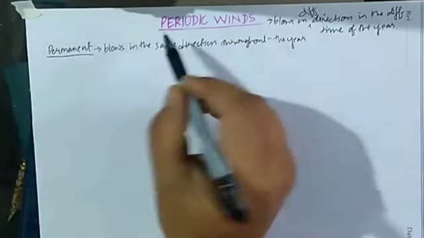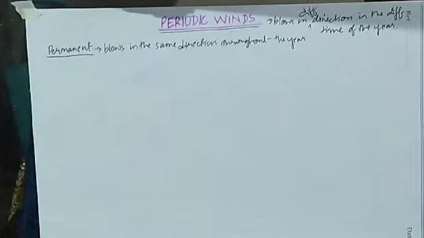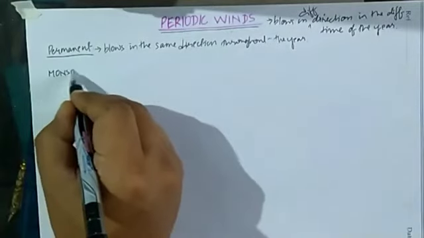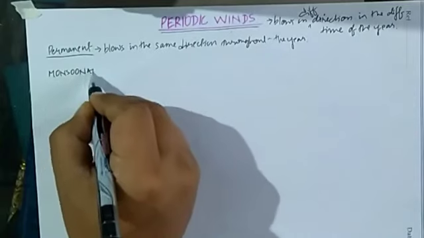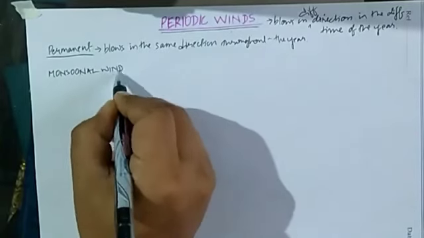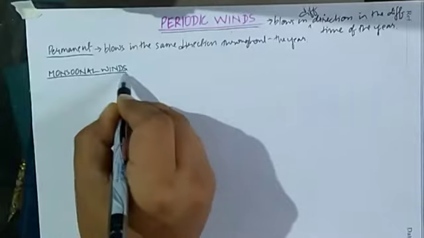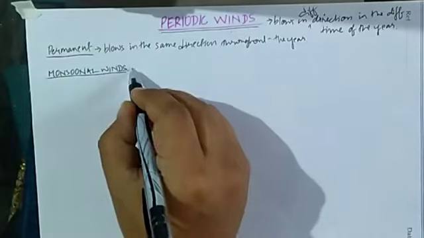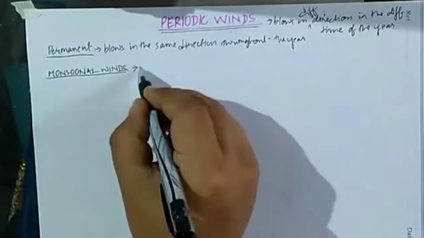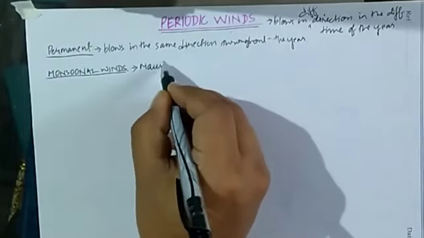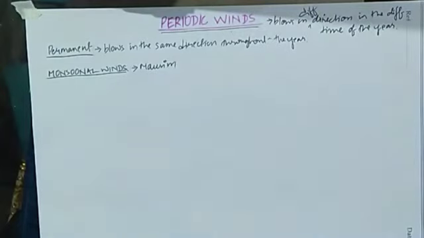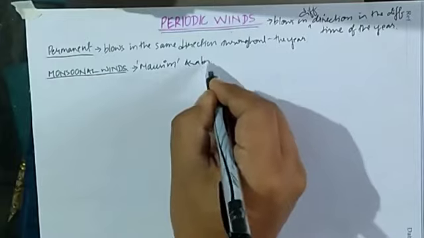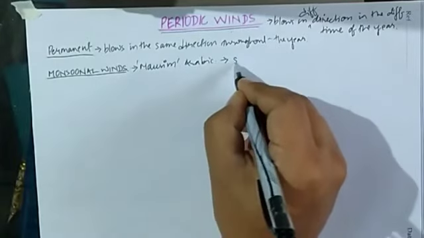Now let us understand the periodic winds with the help of an example. The best example of the periodic winds is the monsoonal winds. Monsoon is a term which has been taken from an Arabic term which means seasons.